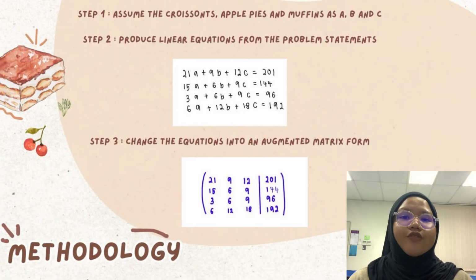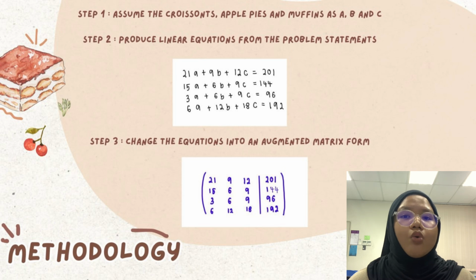My name is Nik Zafira Aisyah binti Zahari and I'm the next person to present. We move to methodology. First step, we assume the croissants, apple pies, and muffins as A, B, and C. Second step, we produce linear equations from the problem statement. And the third step is to change the equations into an augmented matrix form.